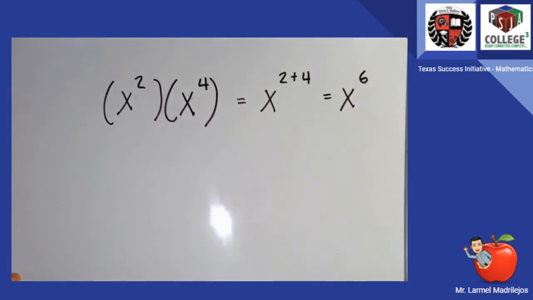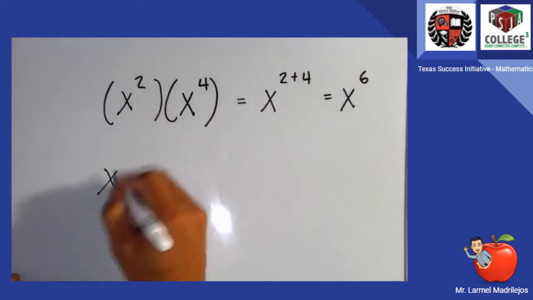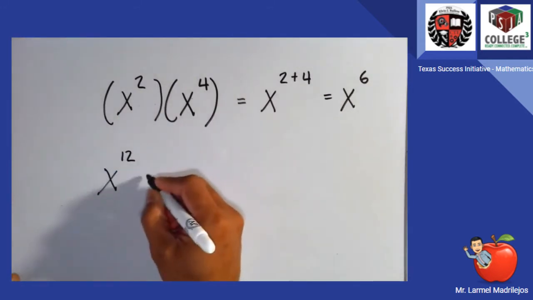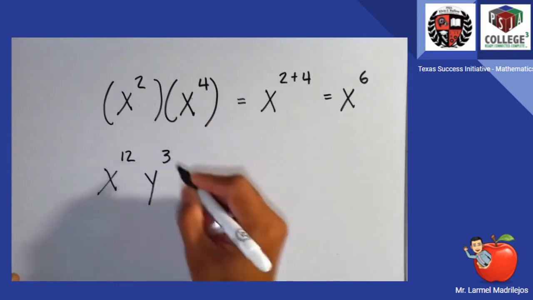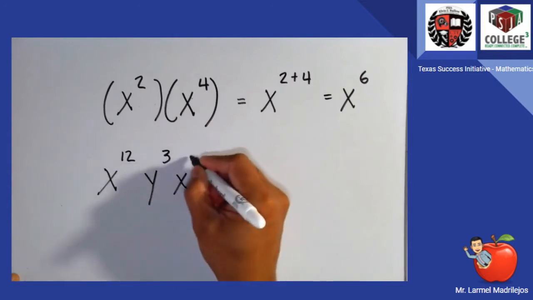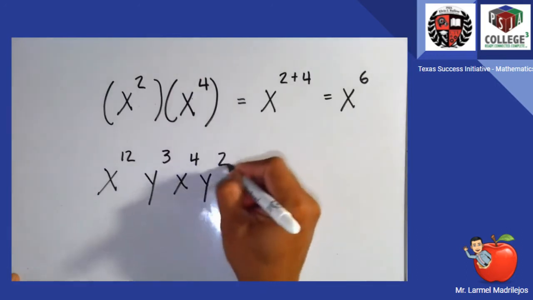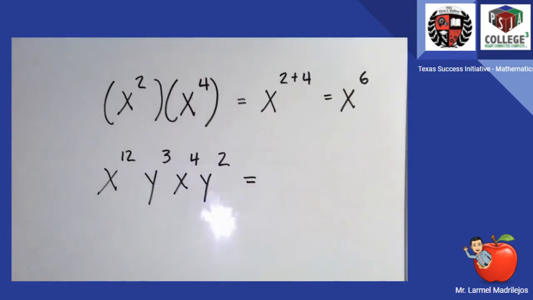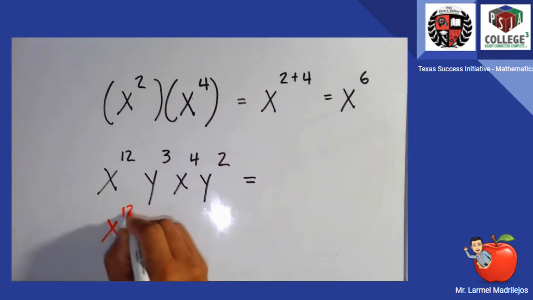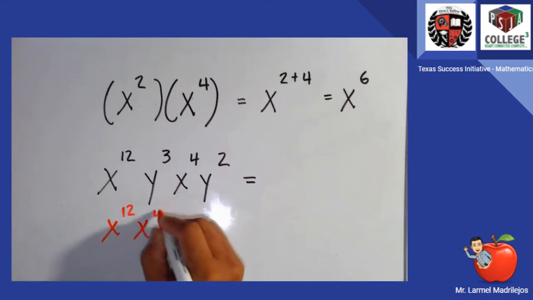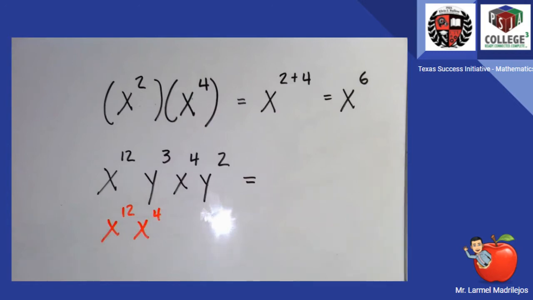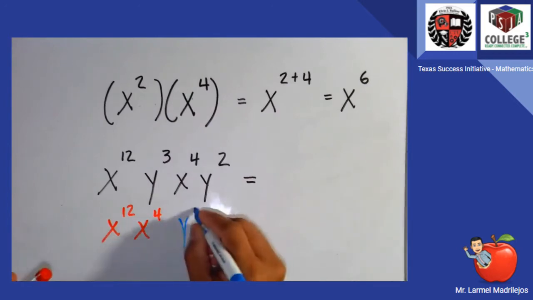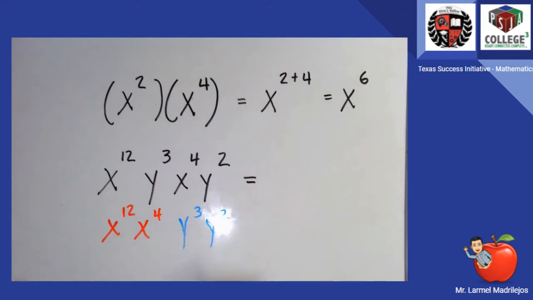Okay, another example, let's say x to the 12, y to the 3, times x to the 4 and y to the 2. To simplify this, I'm going to add the exponents. I'm going to start with the x. So x to the 12 and x to the 4, and then y to the 3 and y to the 2.